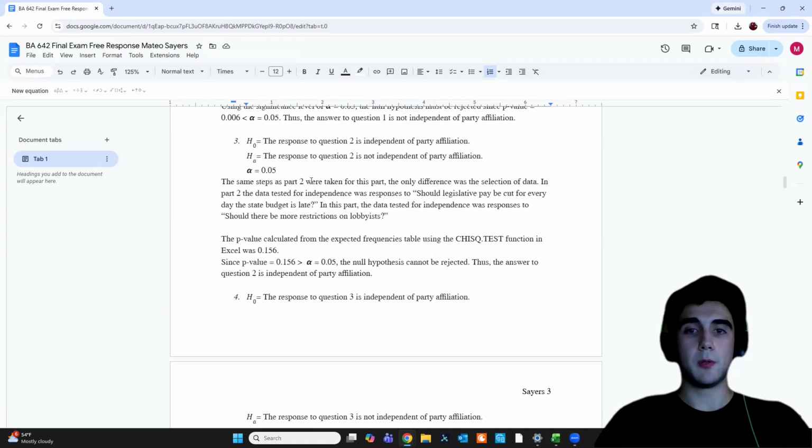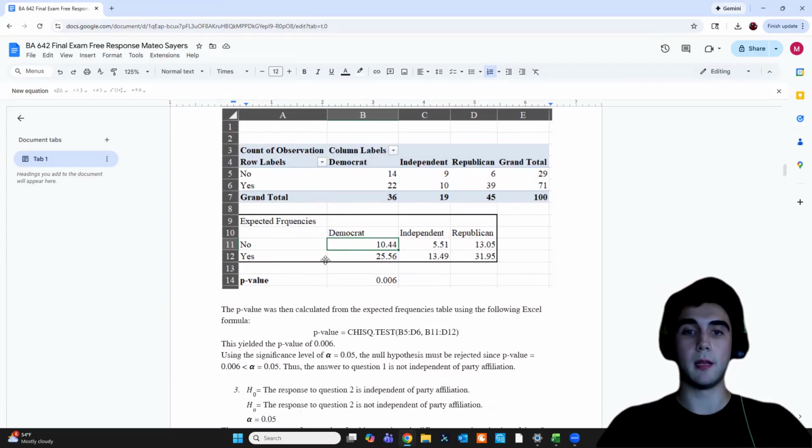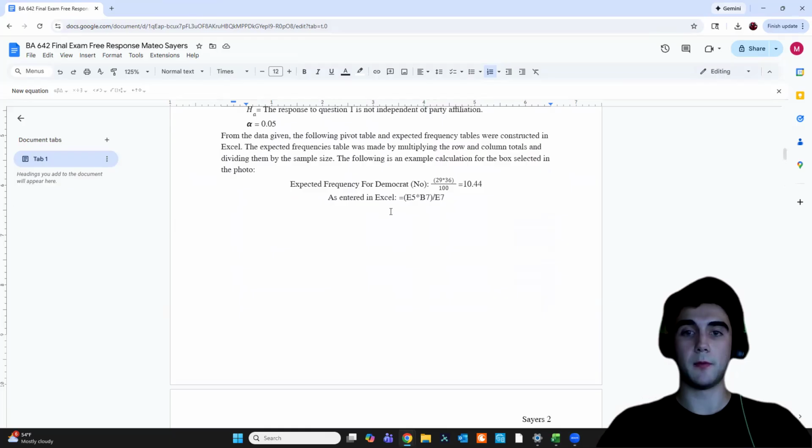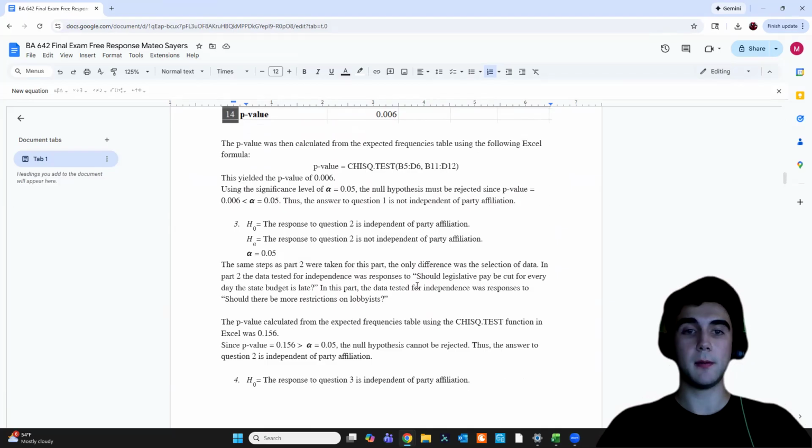So the same steps as part two were taken in regards to the table and how I generated them. I just used the pivot table insert in Excel, and then I used the same formula for all cells in the expected frequency table.